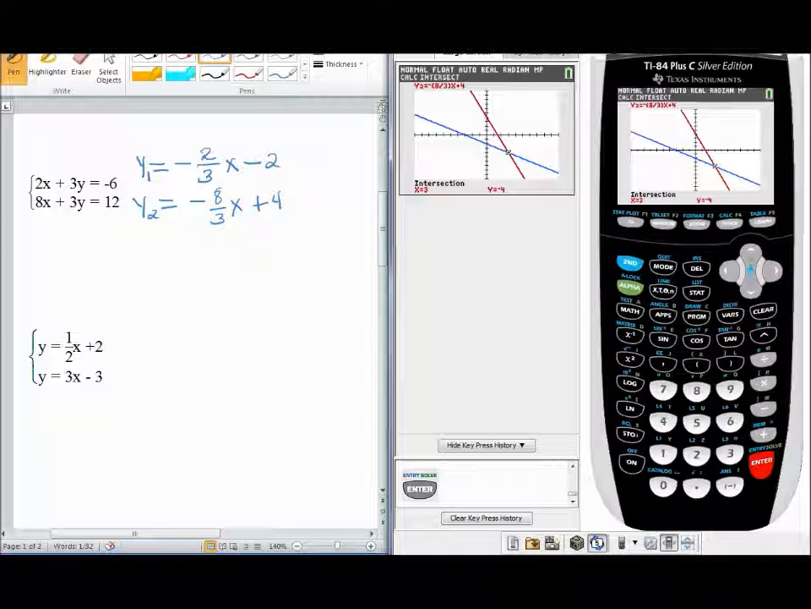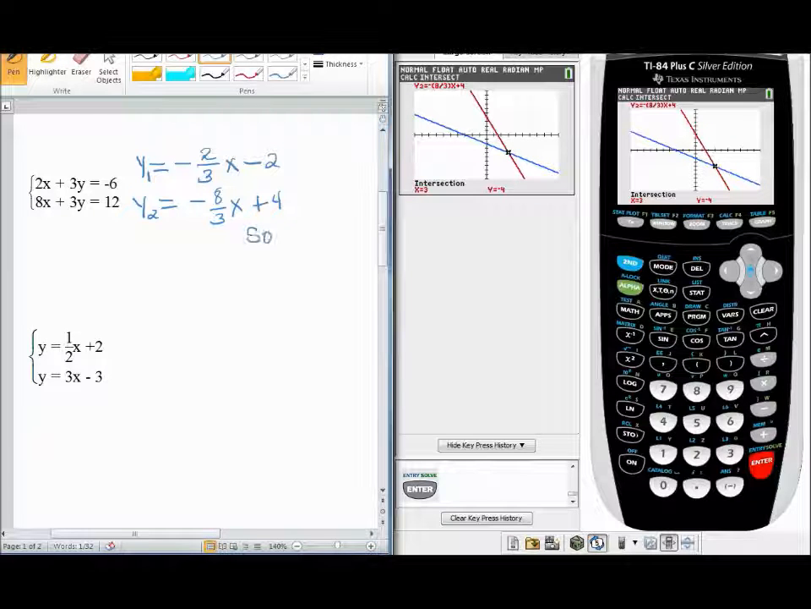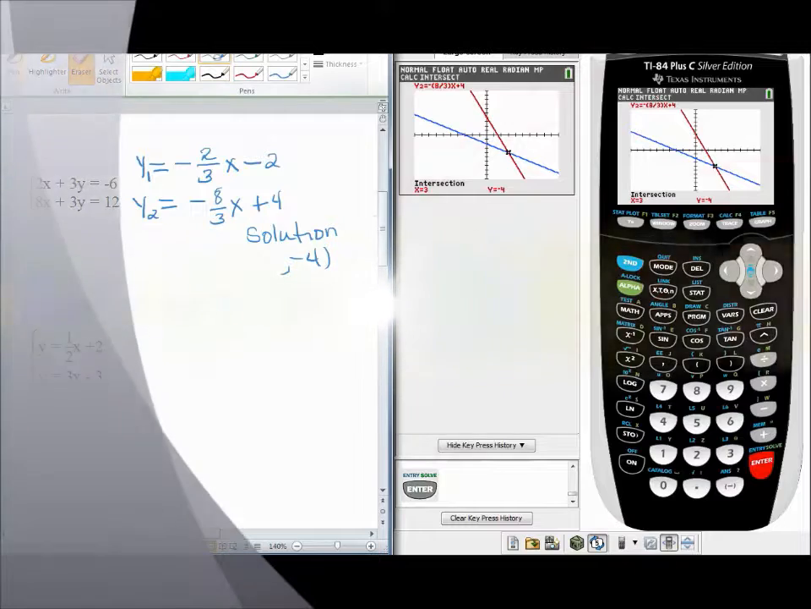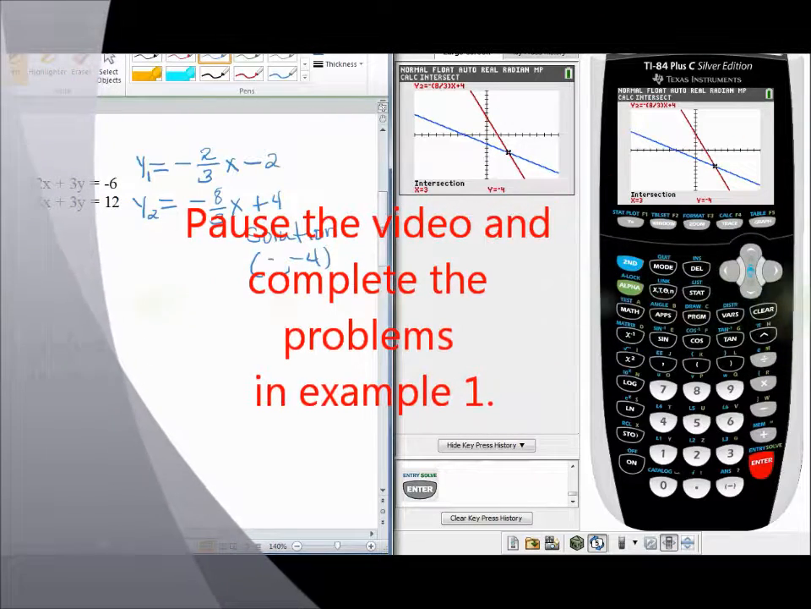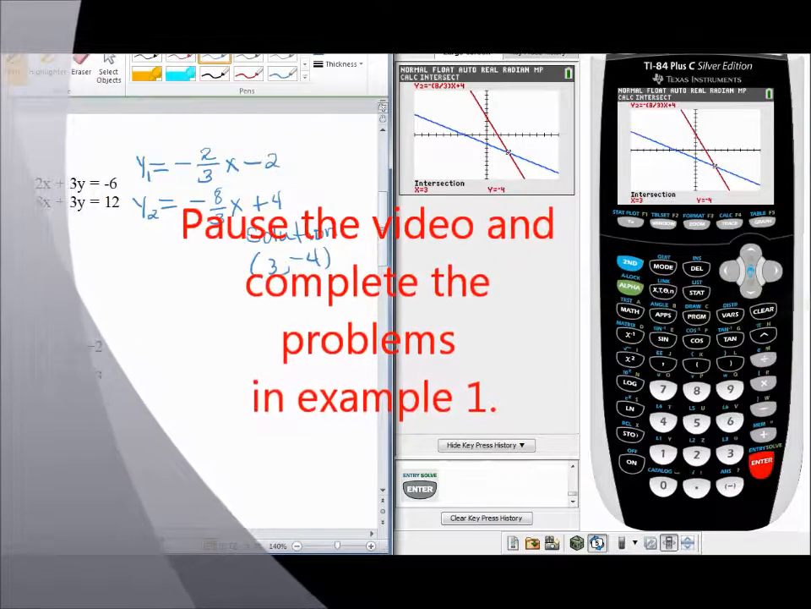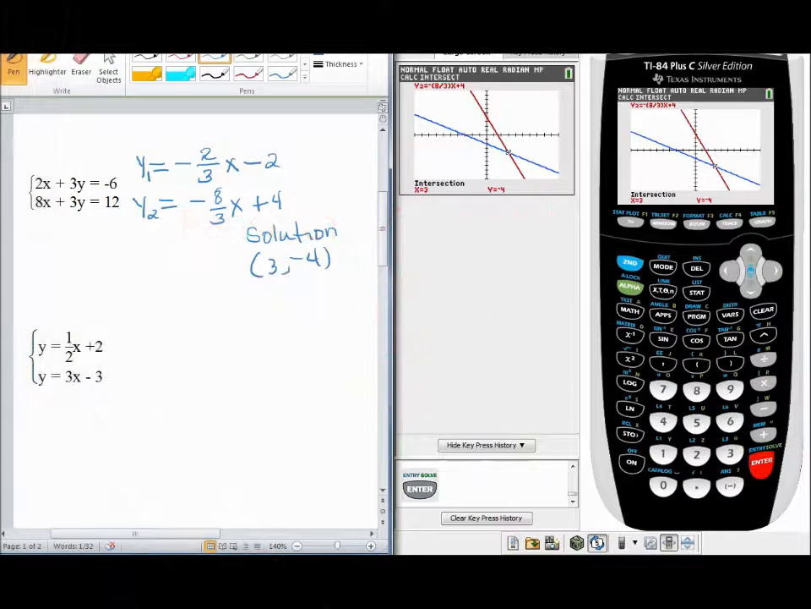And it gave me the intersection of 3, negative 4. So that means that my solution is 3, negative 4. Now what I want you to do at this point, I want you to pause the video, try the next 2 problems that are in example 1 by yourself, then restart the video to check your answers.